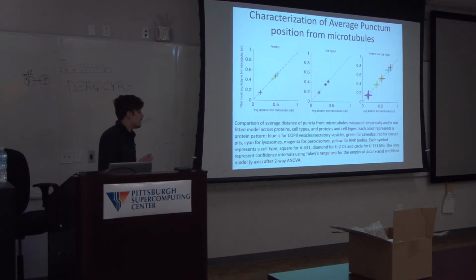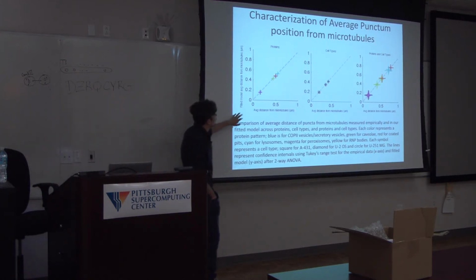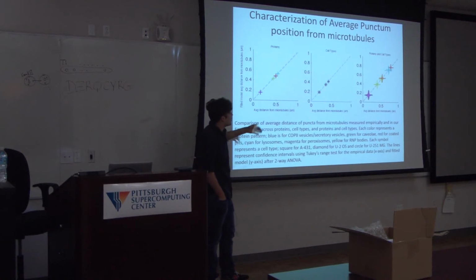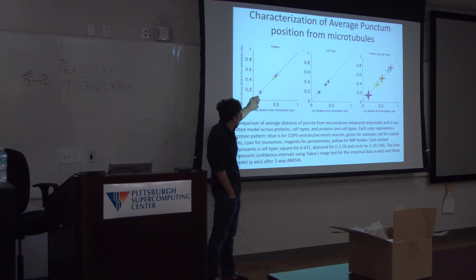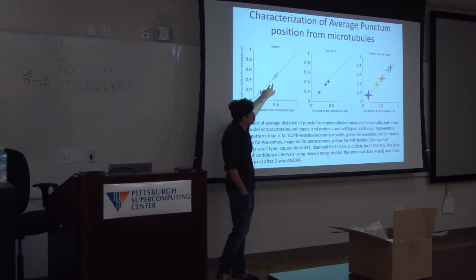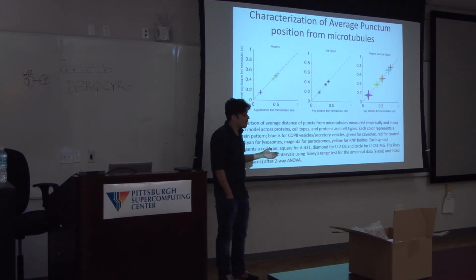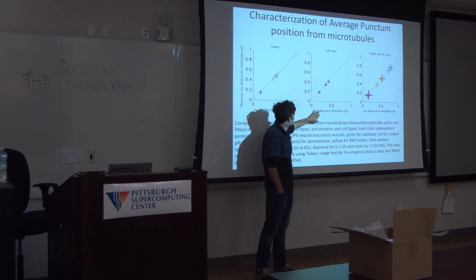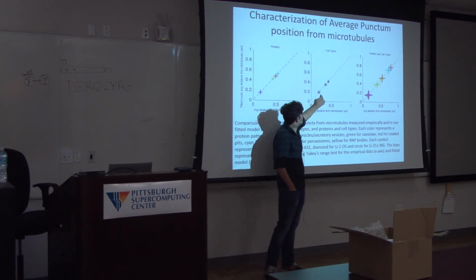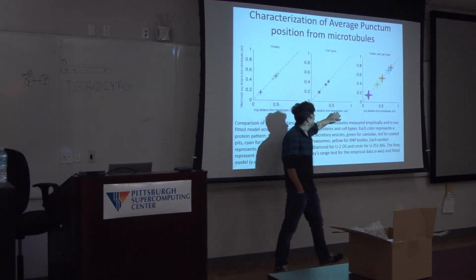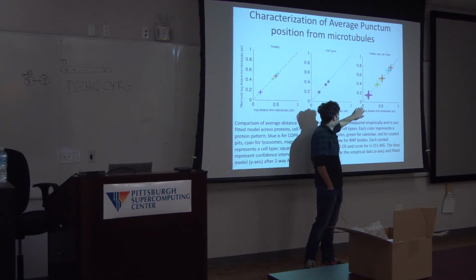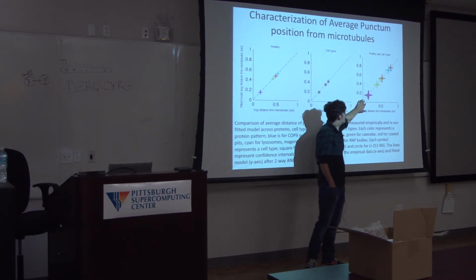Given those models, we can therefore measure the distance of these puncta from microtubules. So I have 3 plots here, and it's our data cut several ways. So this is the average distance from microtubules for various proteins, sort of integrating across all cell types. The average position of puncta from microtubules across the different cell types, and average position of puncta from microtubules for both the proteins and the cell types.